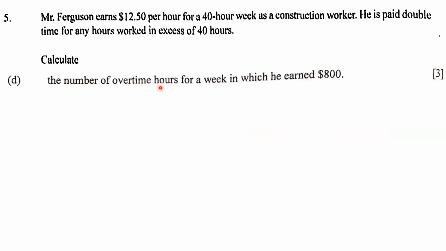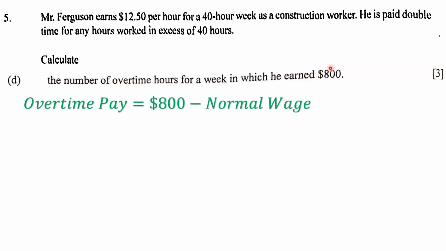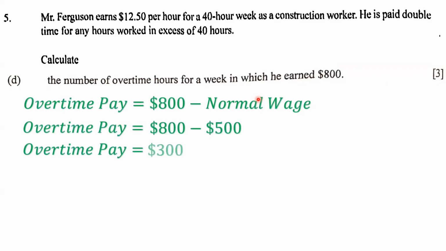It says calculate the number of overtime hours for a week in which he earned $800. So if he earned $800, how many hours of overtime did he work? Well, let's take away all of his normal working wage money, his normal weekly pay. So we're going to say 800 minus his regular weekly pay. And we know his normal wage is going to be 500. So 800 minus 500 is 300, which means that he got $300 in overtime, right?